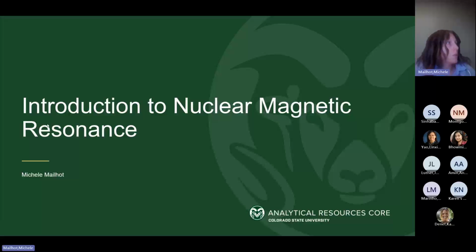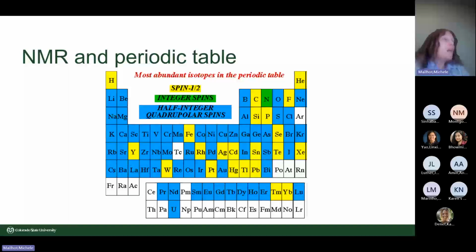Okay, so for NMR, if you don't know what it is, it's a structure determination tool most chemists use. If we look at the periodic table, it's color-coded for nuclei that are NMR active. The most popular ones are typically spin 1/2, so those are the ones in yellow. Integer spins are green, that's only nitrogen, and then quadrupole nuclei, which have a half integer, are all of the blue ones. So there's quite a few nuclei that are active. It doesn't always mean that they're the easiest nuclei to observe, but they are active.